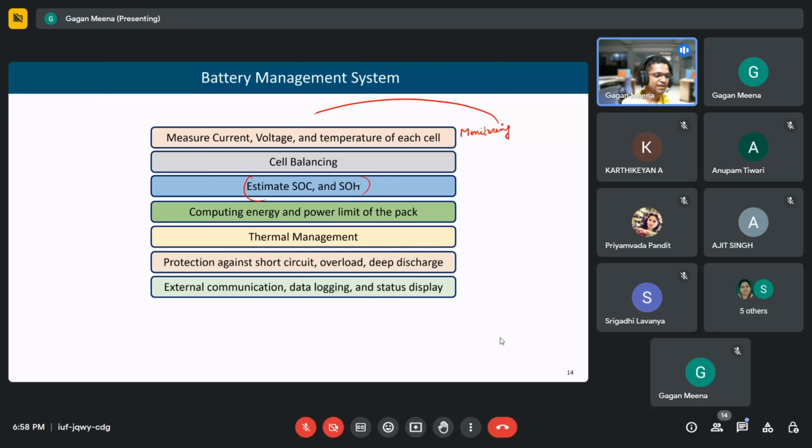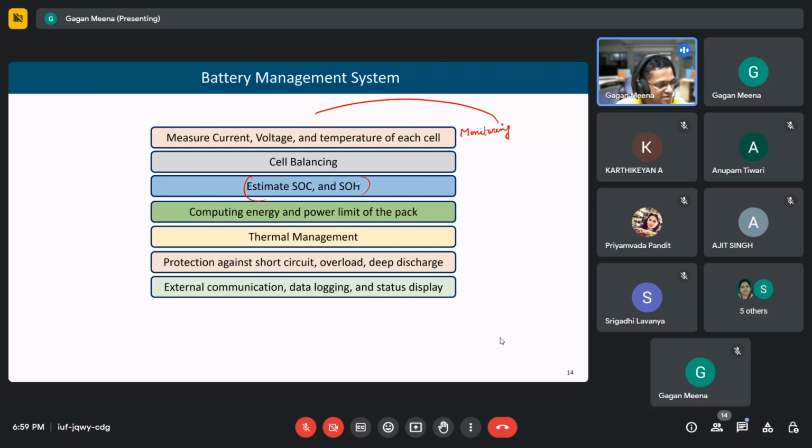Otherwise, if we are using a car, and suppose the user is frequently overcharging the battery, and the manufacturer is not taking these things into account, then the battery will degrade, and half of the cost of the car is this energy storage, this battery. Then no one will purchase from that manufacturer. So nowadays Tata, which is the EV model for Tata? Tigor and Nexon. Yeah, Nexon. For both of them, they are providing around, I think, 8 years warranty for the battery.